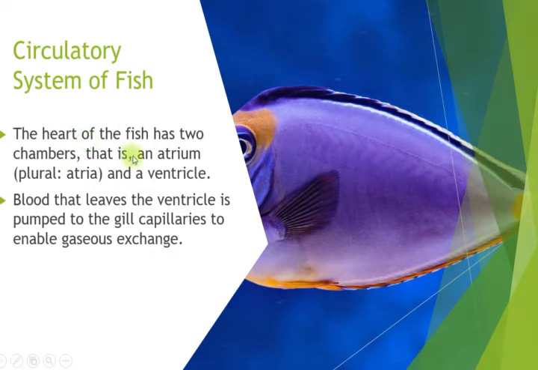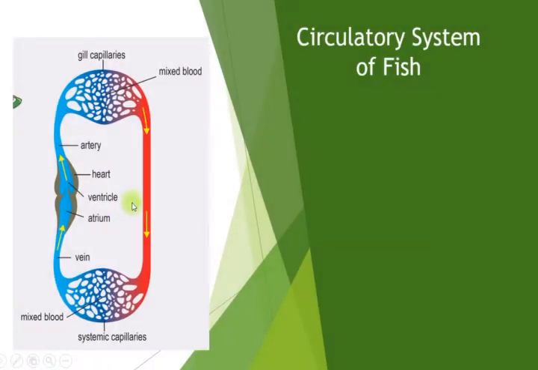The heart of the fish has two chambers: an atrium, which is the singular, the plural being atria, and a ventricle. So the fish heart has two chambers, one atrium and one ventricle. The blood that leaves the ventricle is pumped to the gill capillaries to enable gaseous exchange. Later we will look at the diagram. So this is the circulatory system of the fish.